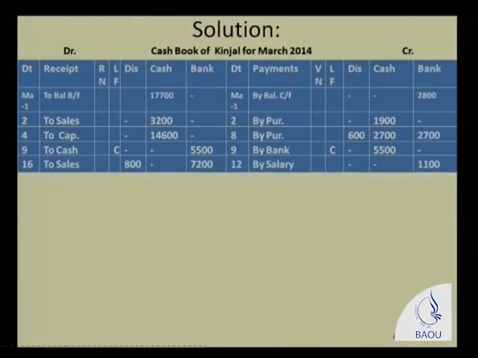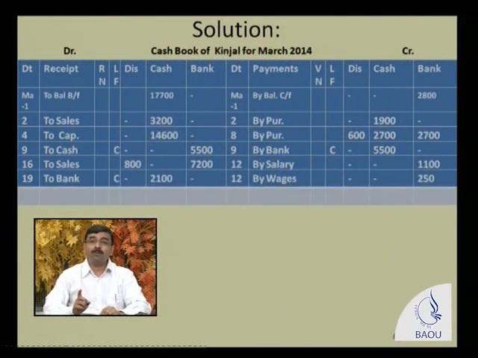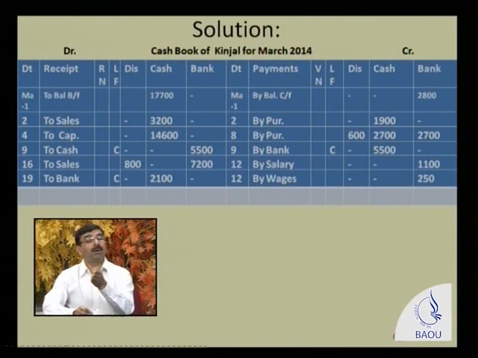Now see the next transaction, dated 12. Salary paid rupees 1,100 and wages rupees 250. Both expenditures are paid through check. Now here, when you paid both the expenses through check, first, both expenditures are recorded on the payment side. That's the first thing. And the second thing is, since both expenditures are paid through check, both will be recorded in the bank column.